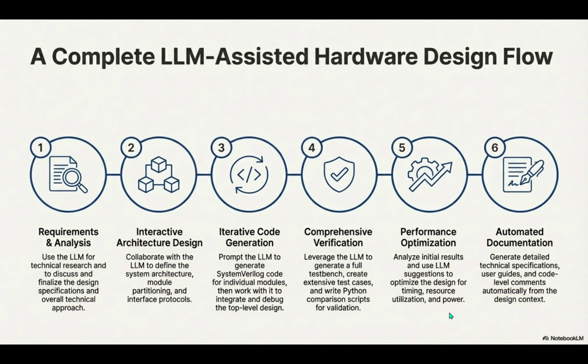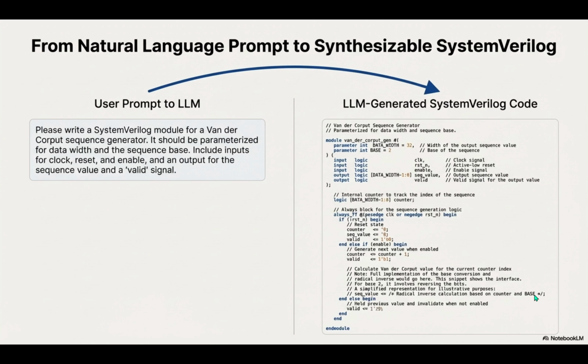And finally, step 6. The part every engineer secretly dreads. Automated documentation. If it can solve that alone, it's worth it. It's a huge deal. The LLM generates detailed technical specs, user guides, even code-level comments, all automatically, pulling context directly from the design. It ensures documentation actually keeps pace with the design for once. So we've gone from an idea to documented, robust hardware. But the real proof is in the performance. Did this workflow actually produce efficient, high-performing silicon?